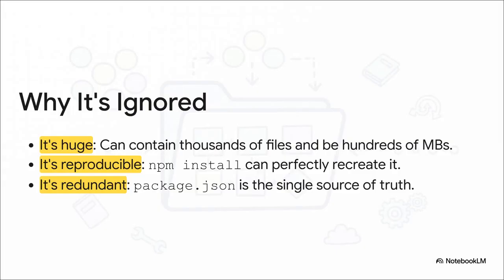Well, it really just comes down to a couple of simple, logical reasons. First, that folder is huge. It can have thousands of files and easily bloat your project repository. But even more importantly, it's just not necessary. It's redundant, because package.json is the master recipe. Anyone who has that file can just run npm install and build the exact same node modules folder for themselves. Think of it this way. It's reproducible code, not your actual source code.